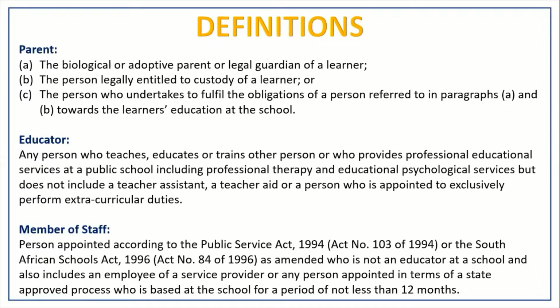The person who is legally entitled to custody of a learner, and the last part of it is a person who undertakes to fulfill the obligations of a person referred to in paragraphs A and B. So essentially, if a person undertakes to fulfill the obligations of a biological, adoptive, or legal parent, or a parent that's legally entitled to custody of the learner, they are considered parents and would then be eligible to be elected to the parent component, except if there are certain criteria that they don't meet.